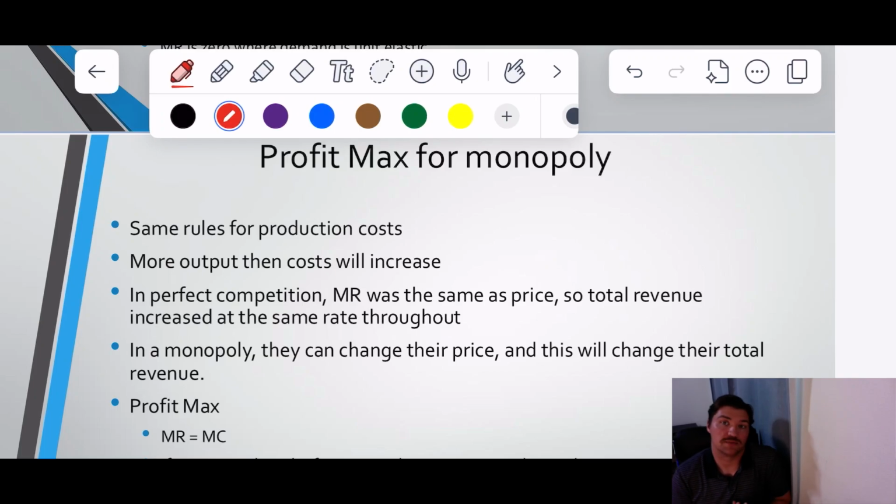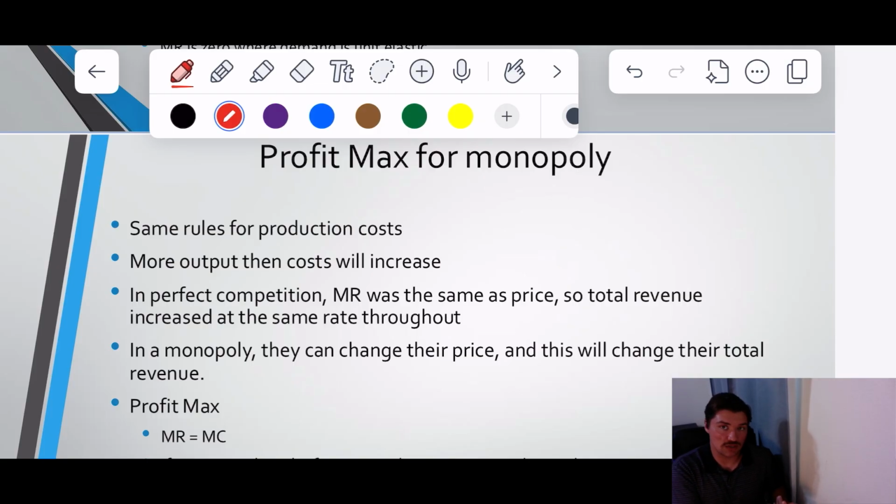Now let's talk about profit maximization for a monopoly. They have the same production cost as we've talked about before. So they still have a marginal cost, ATC, AVC, AFC. They still have all those, and the shape of them is going to be the same: the Nike check mark and the smiley faces for the ATC and the AVC. And the reason they're the same is because it's a firm that is producing.